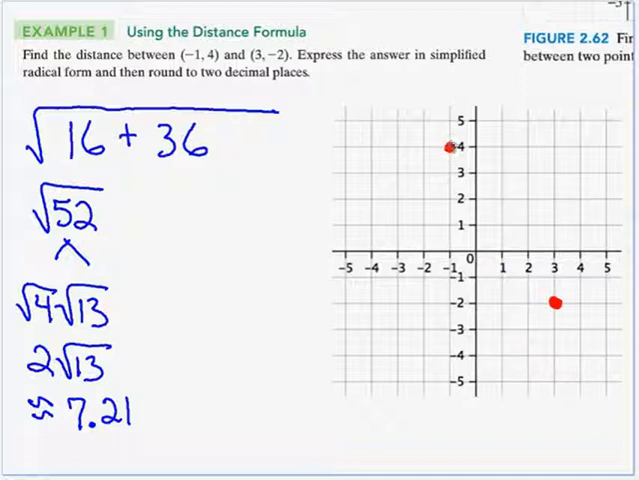If I just connect those dots, here's the distance that we're finding. And again, this is just a way to look at it by the Pythagorean theorem. So underneath our radical, we had one of the sides was 4 and we squared it, and the other side was 6 and we squared that.